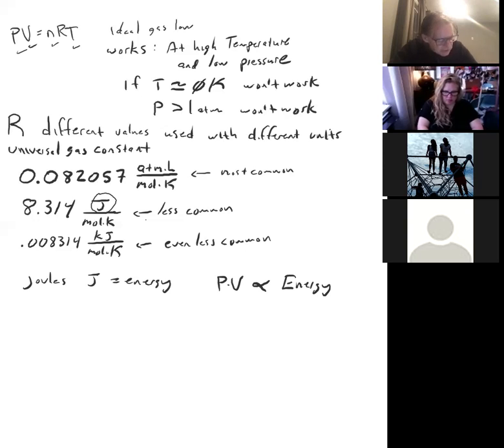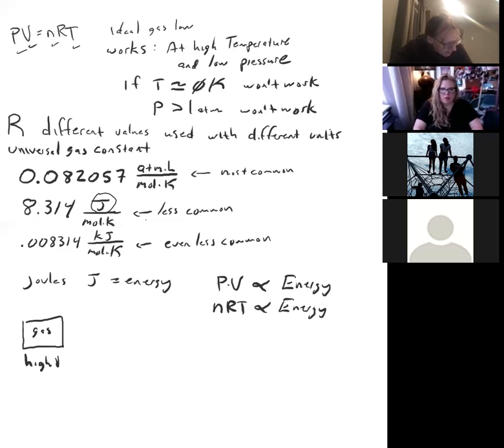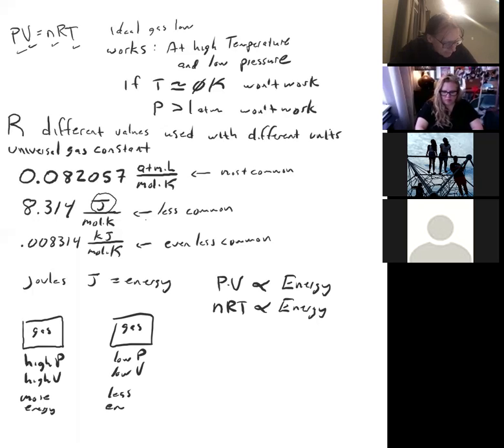And since PV equals nRT, that means that nRT is proportional to energy. So the larger P times V is, the more energy a gas has. So if I take a gas and I put it at a high P and a high V, it has more energy than a gas at low P and low V. It will have less energy.